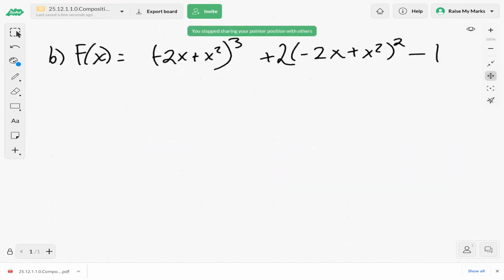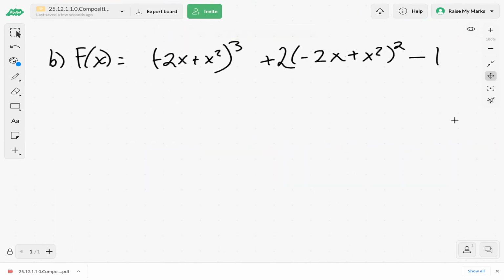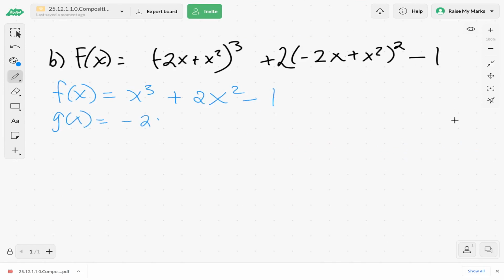So our next function, capital F of x, is negative 2x plus x squared, all cubed, plus 2 times negative 2x plus x squared, all squared, minus 1. All right, so let's see if we take little f to be x cubed plus 2x squared minus 1, and little g of x to be negative 2x plus x squared. If we take the composition of these two functions, let's see if we get our capital F of x.